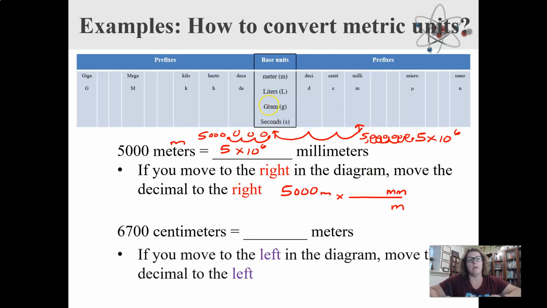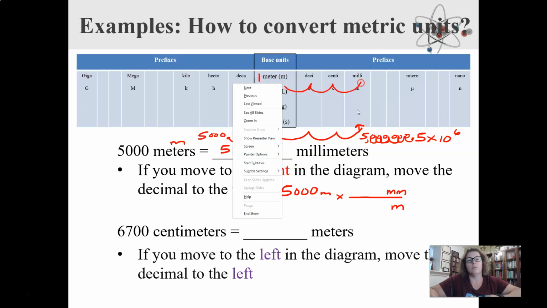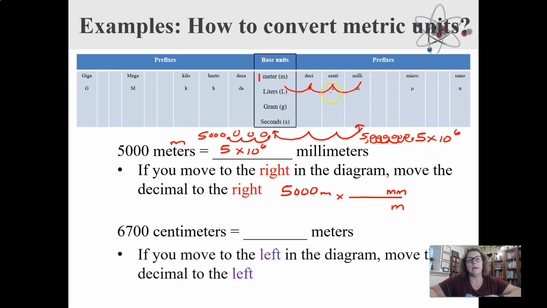Well, remember, if I had 1 meter and I move this decimal 1, 2, and 3, that means I have 3 zeros. So 10 to the third, that's 1,000. So 1 meter is 1,000 millimeters. So you can put that conversion here. 1 meter is 1,000 millimeters. My meters cancel. I plug it in. You get the same answer.